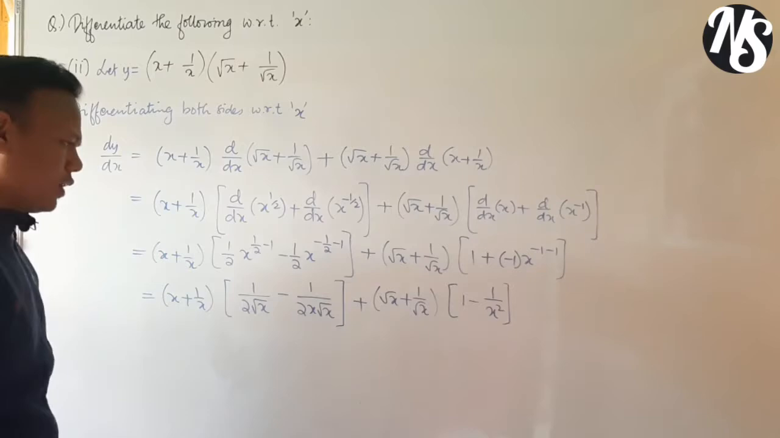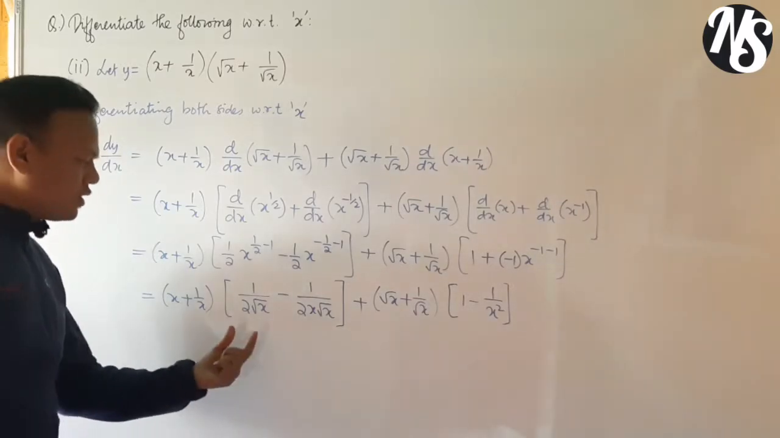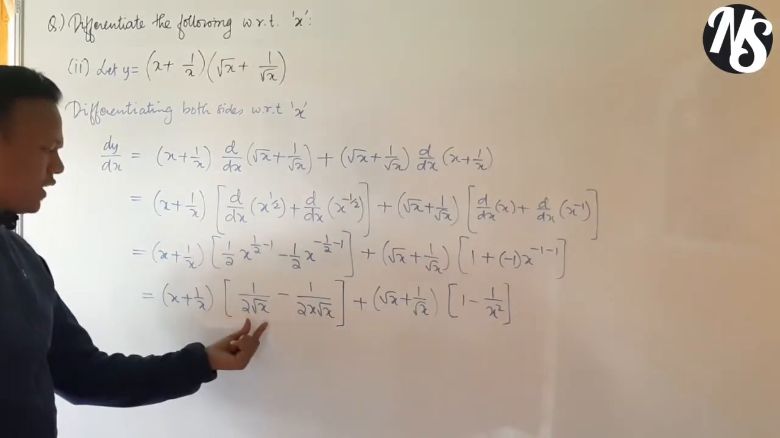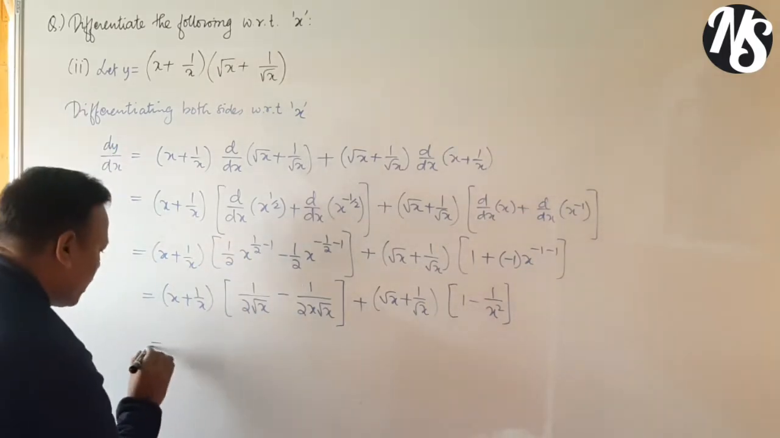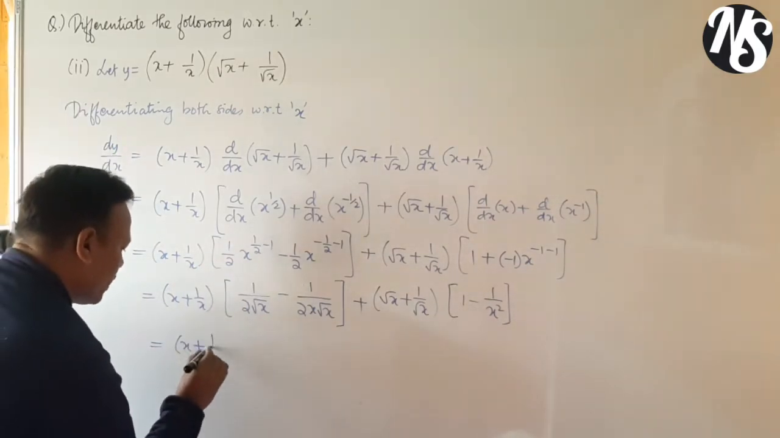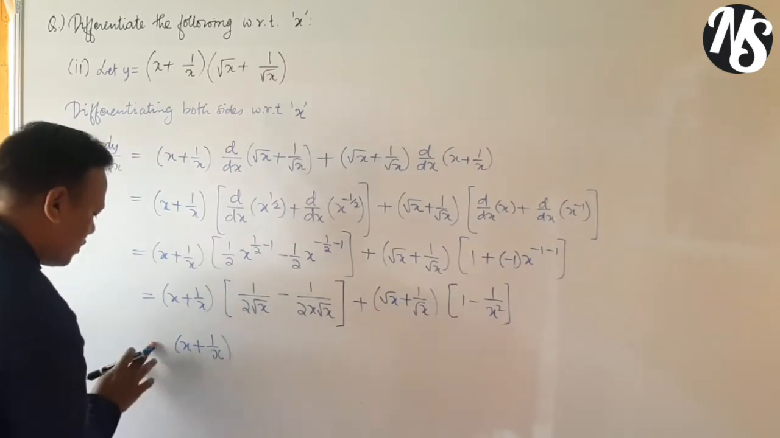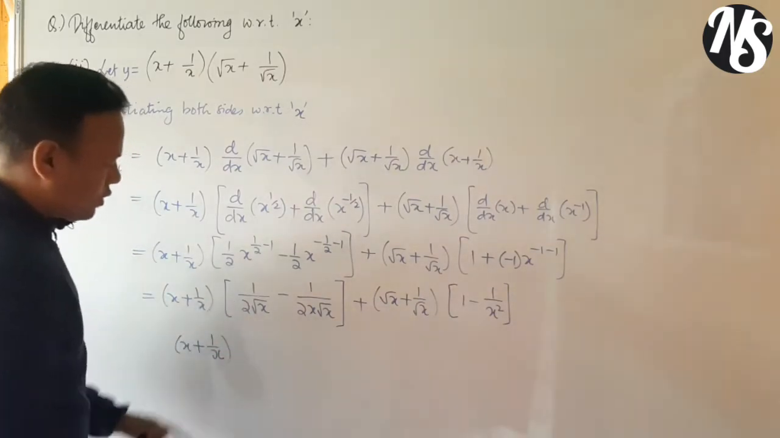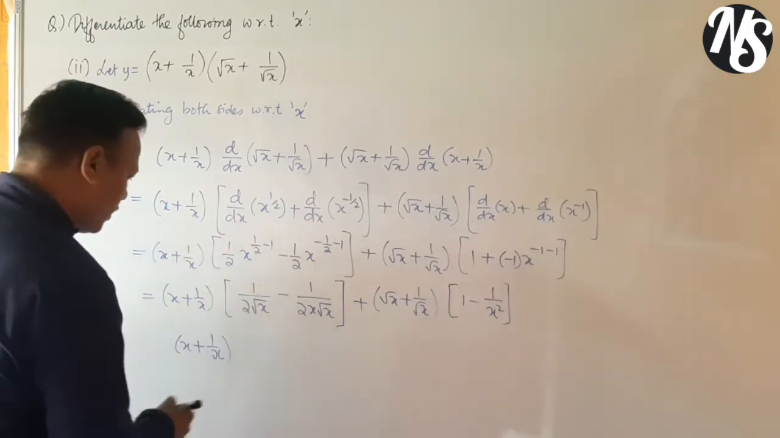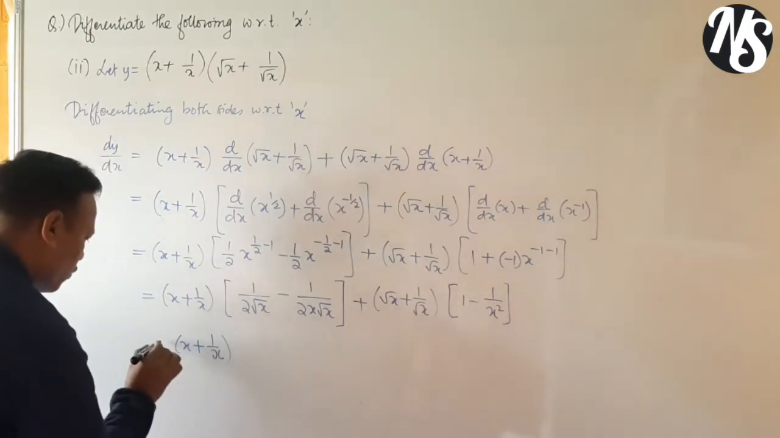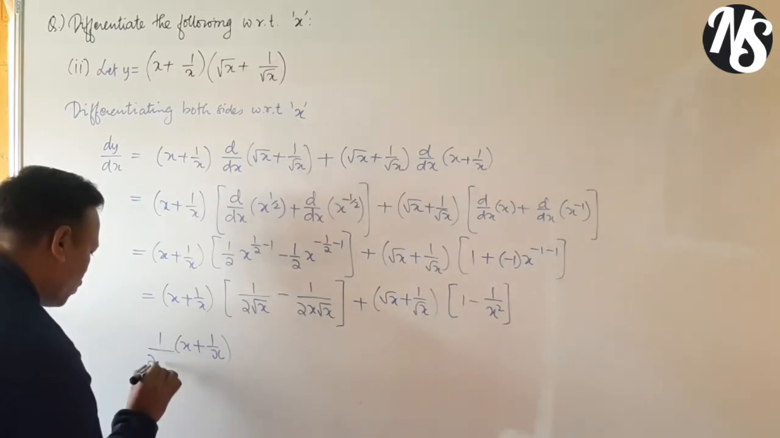Yes, okay. So if you want to keep your answer this much, that's also fine, or if you want to take something common from here, that is also possible. So we have x plus 1 by x here. Yes, what is common here? 1 by 2 root x. Yes, so if I keep that common, that is 1 by 2 root x.